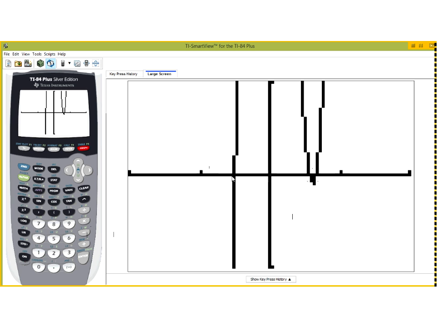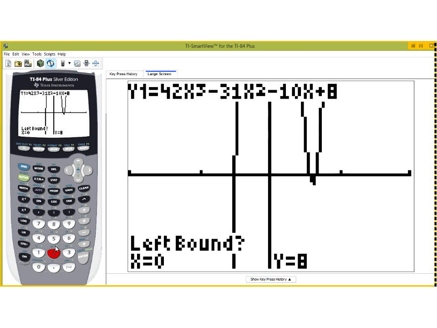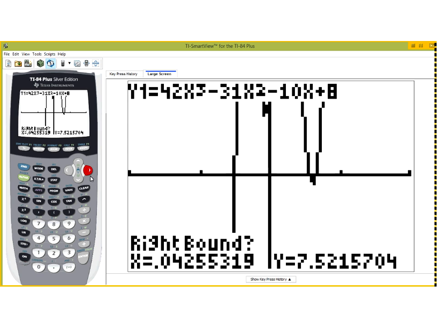Okay, here's -1, so 1 zero occurs between -1 and 0, and 2 zeros occur between 0 and 1. So none of these zeros are integers. What we're going to do to find the first 0 is use the intersect, or the 0. So left bound, okay, 0 is fine. Now we have to be careful.